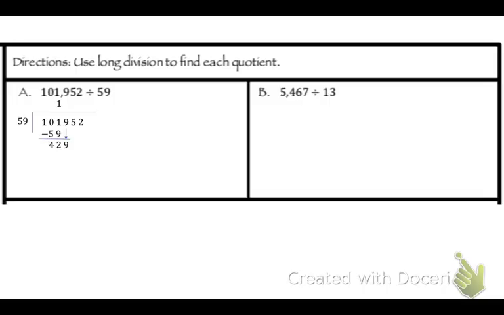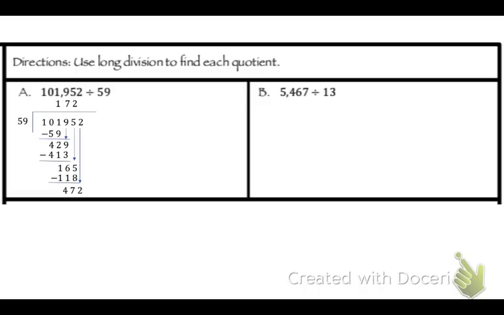Bring down the 9. How many times does 59 go into 429? 7 times. 7 times 59 is 413. Subtract, get 16. Bring down that next number. How many times does 59 go into 165? Twice. 2 times 59 is 118. Subtract, you get 47. Bring down that next number.